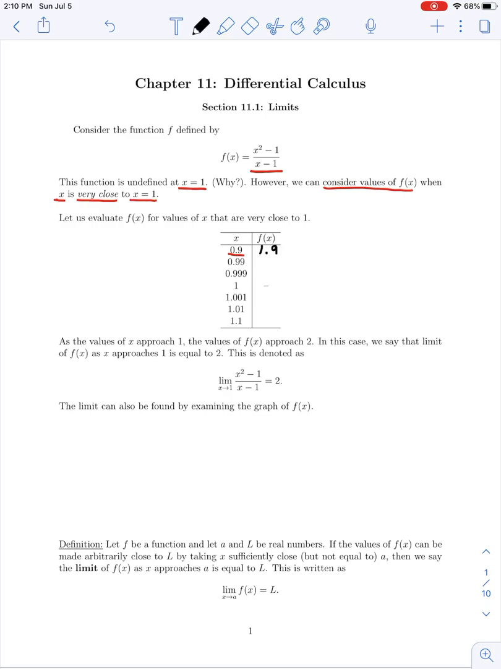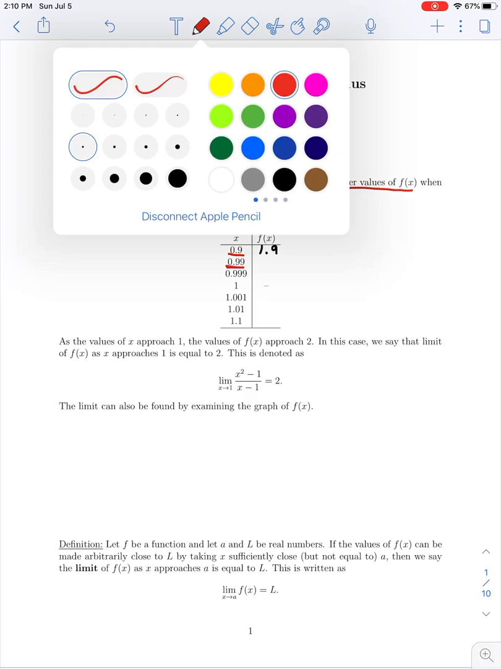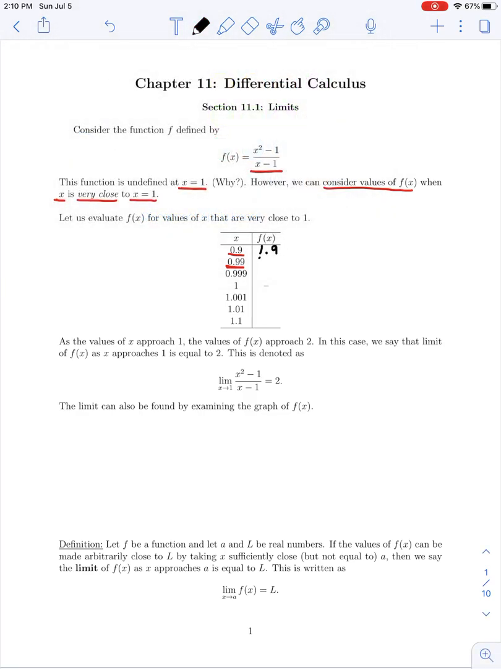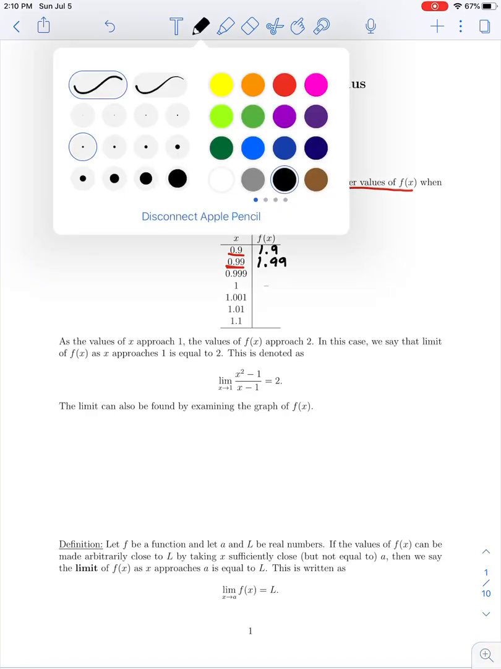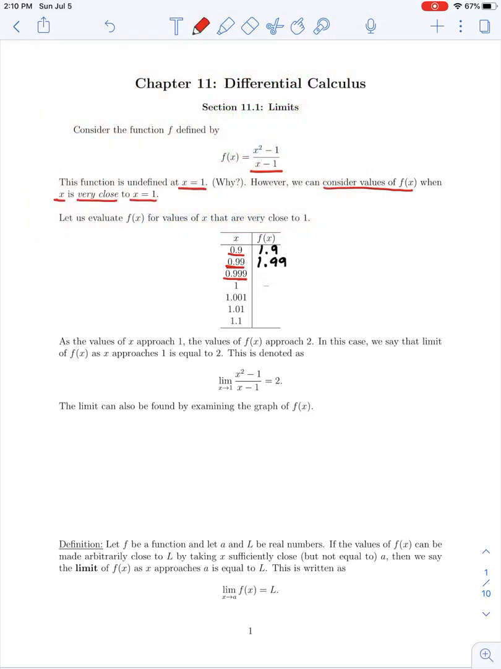Now if we move a little closer to 1, let's say we take a value of 0.99, evaluating our function, we get a value of 1.99. And then moving even closer to 1, we would have 0.999, getting very close to x equals 1 now, and the value of our function at that point is 1.999. And then at x equals 1, it's undefined.